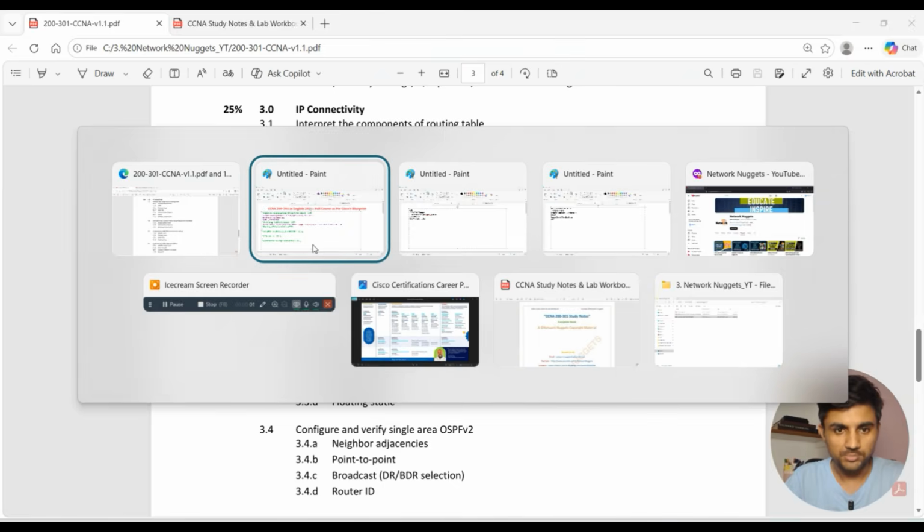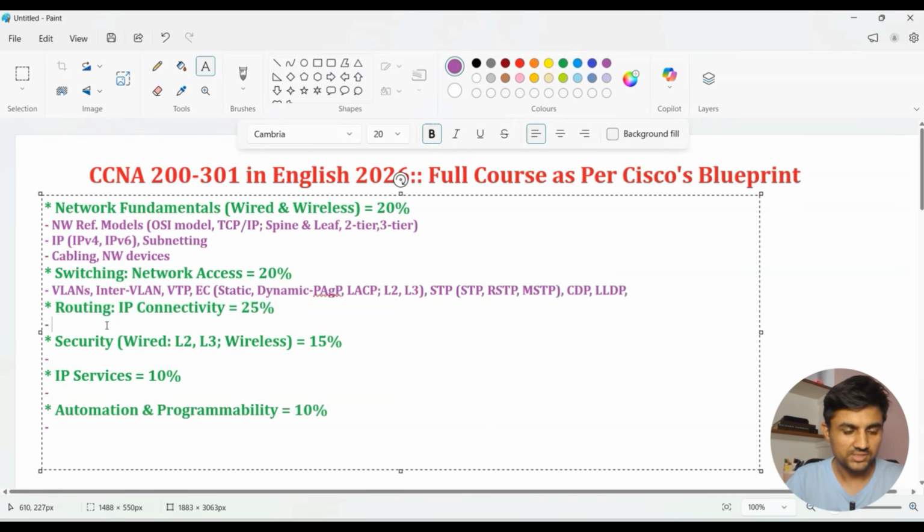Then when it comes to IP connectivity, this is about layer 3 and the routing part. So before coming to actual routing, we'll set the fundamentals straight. We'll see what the LPM rules are, the rules which make your routing table. Actually, we need to understand the routing table.